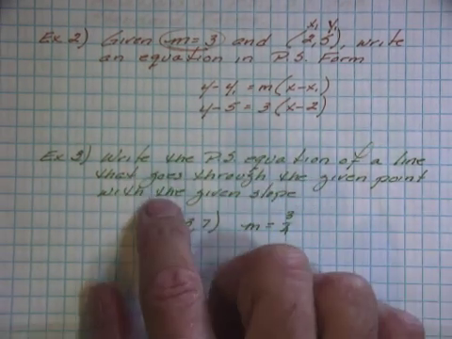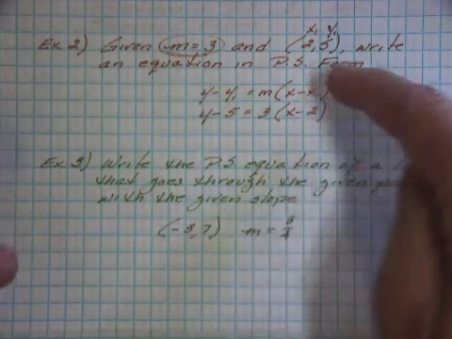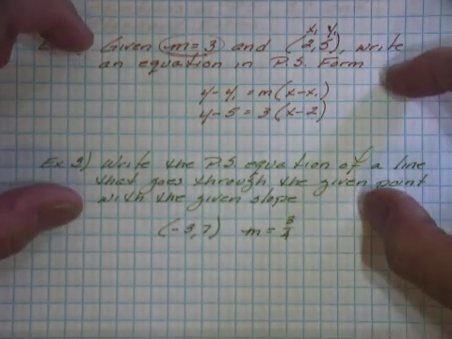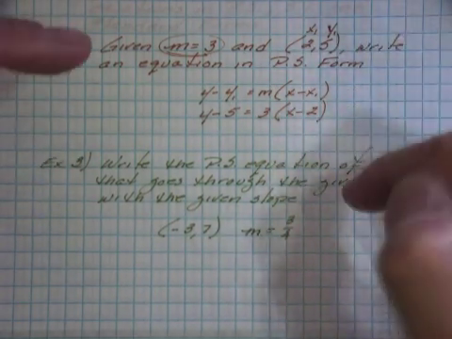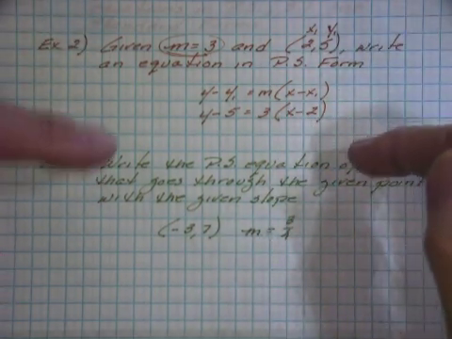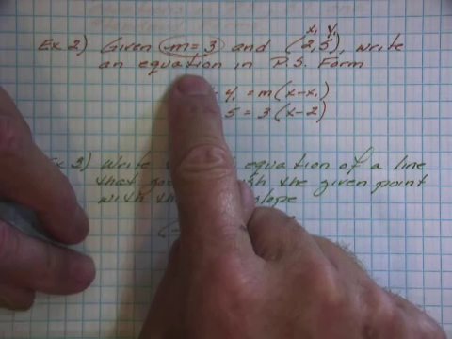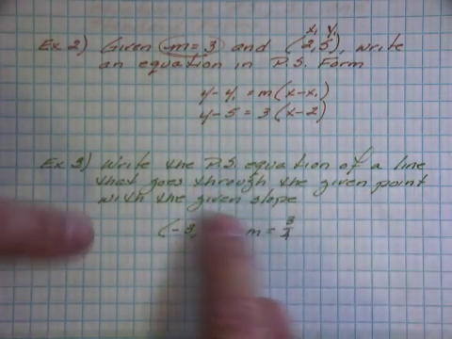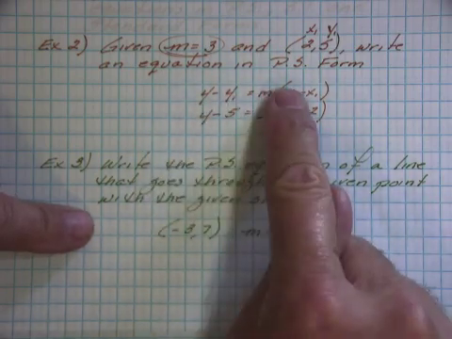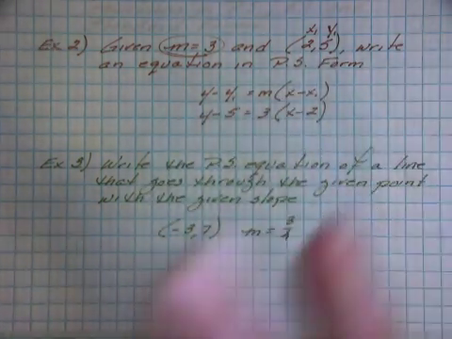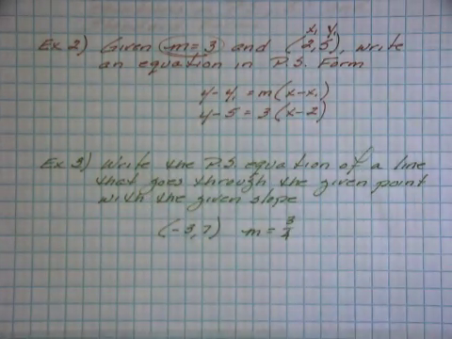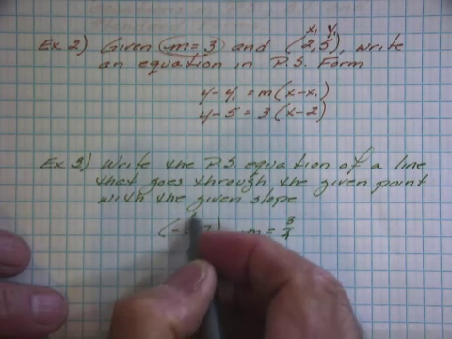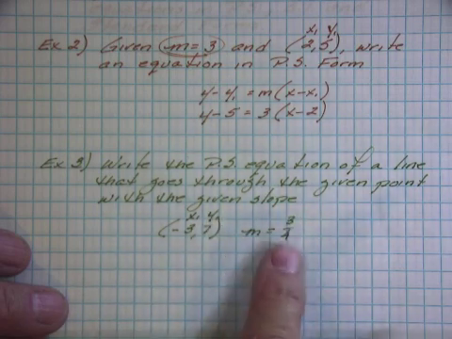Let's try another one. Write the point-slope equation of a line that goes through the given point with the given slope. Now, these two questions are asking the same thing. The reason I did it two different ways is the wording's very different, and I don't want you to get confused. I don't want to show you this way and have the other show up on a placement test, or the other way around. It's asking the same thing.